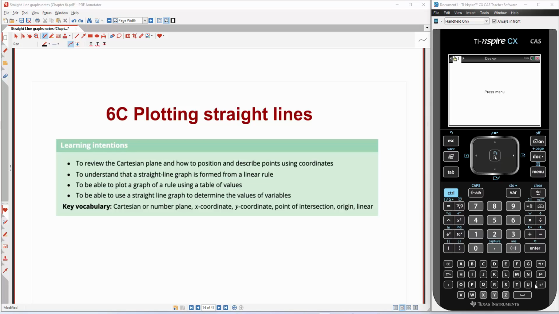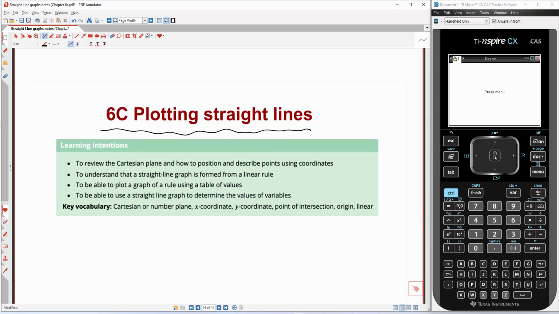In the last two lessons, what we've been doing is looking at straight line graphs and interpreting what they're telling us. So today what we'll do is actually generate one of these straight line graphs for ourselves. So 6C, plotting straight lines. So get that into your notes as the heading for today.